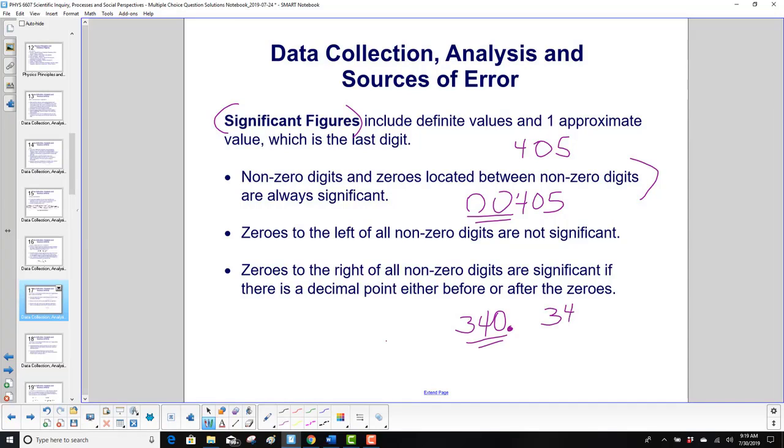Or if you have this, okay, let's see, this will be significant, but that's not that case. If we have this, 3, 4, 7, 0, and I have a decimal here, this will be significant because of this decimal place.